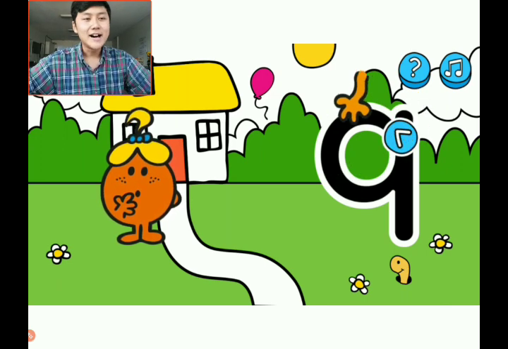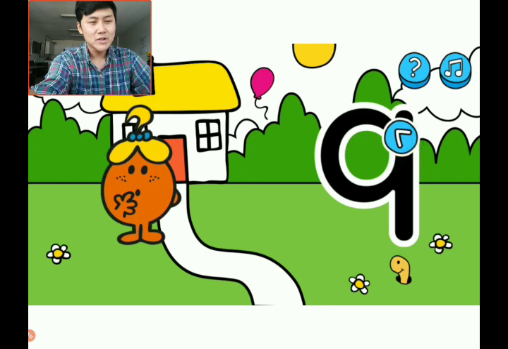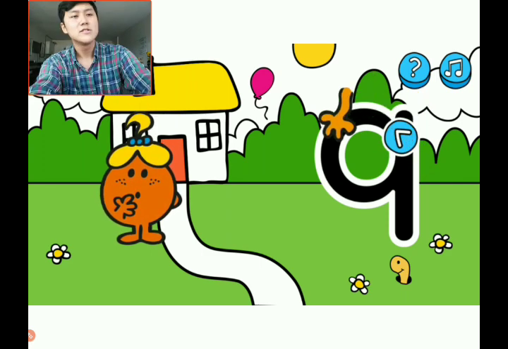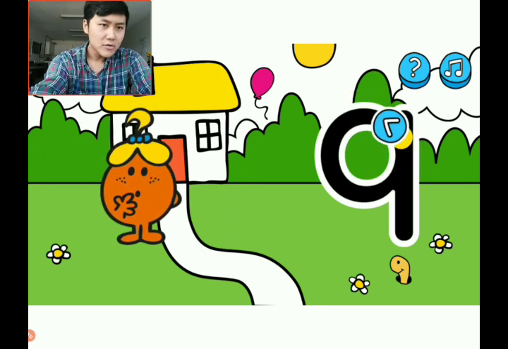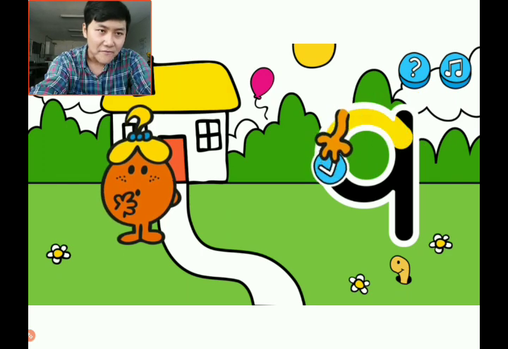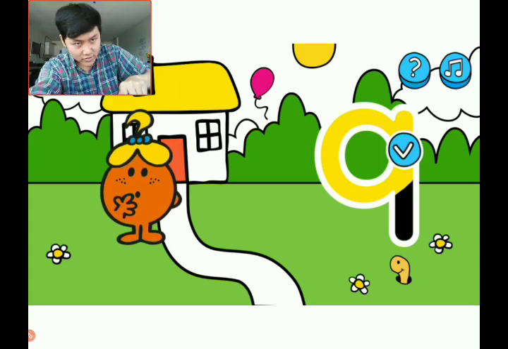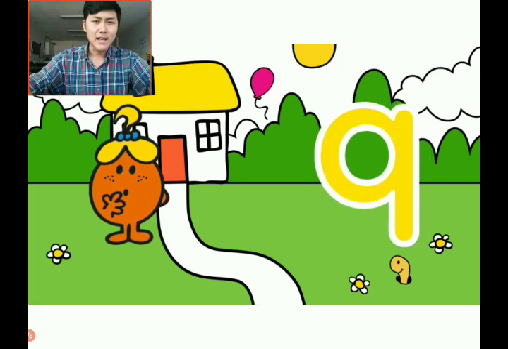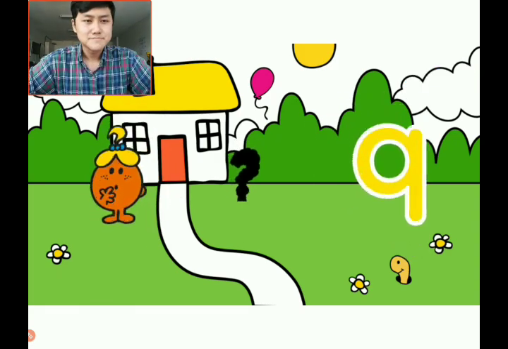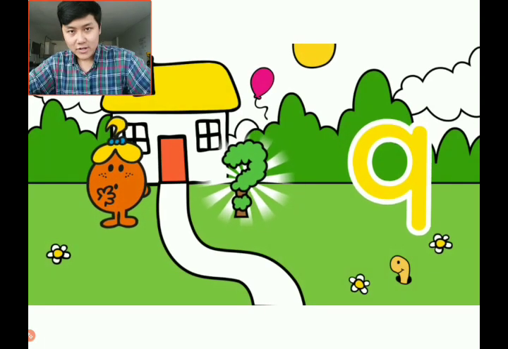Q is very similar to a P, but the other way. So you draw a line here. Oops, so you draw the circle on top first. That makes it easier. So you draw a circle, and then you stroke down, just like that. That's the letter Q. And Q stands for question. We're almost done the alphabet, guys.